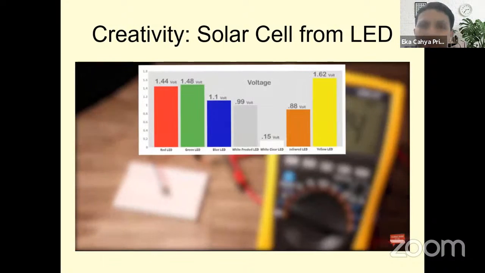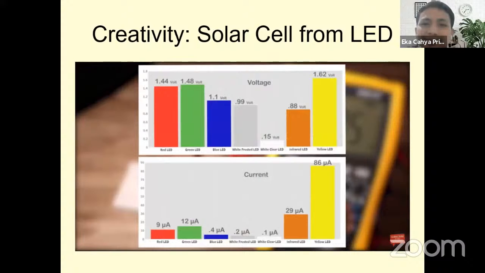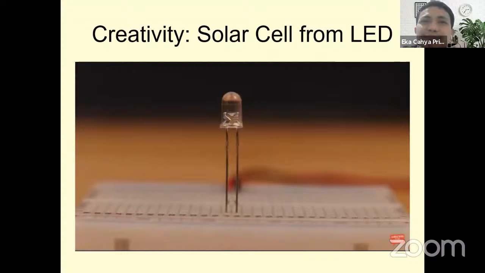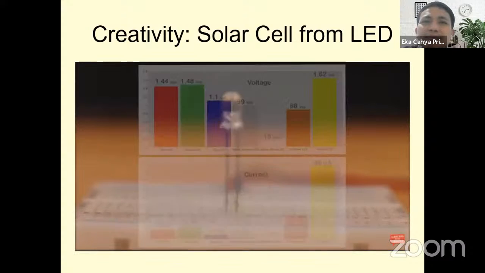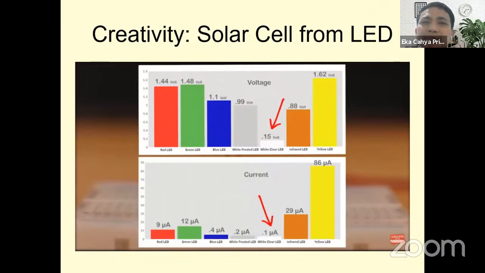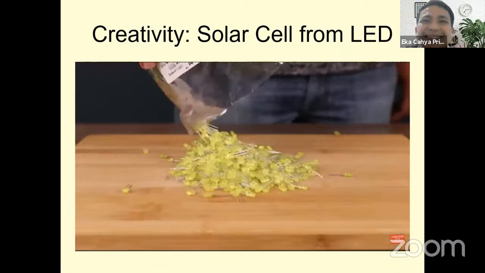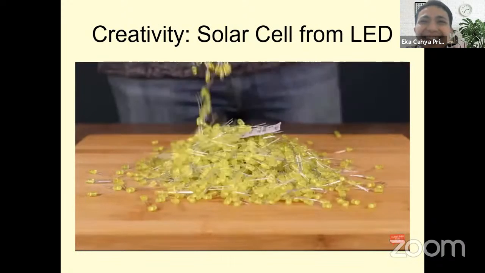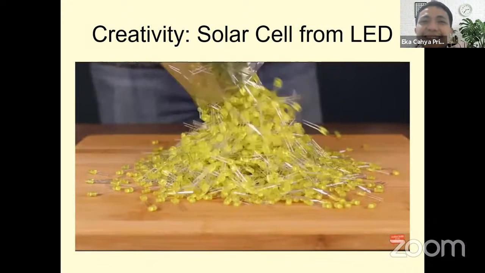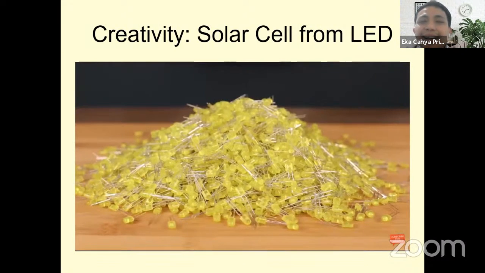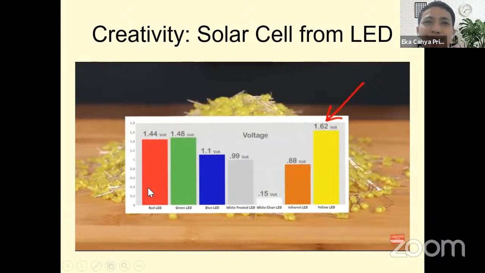I am quite surprised to see the result. I thought the transparent white LED would produce more energy, but surprisingly it produces the least amount of energy, whereas this yellow one gives the maximum output. So I bought 3000 yellow LEDs to make the solar panel. One yellow LED generates around 1.6 volt.